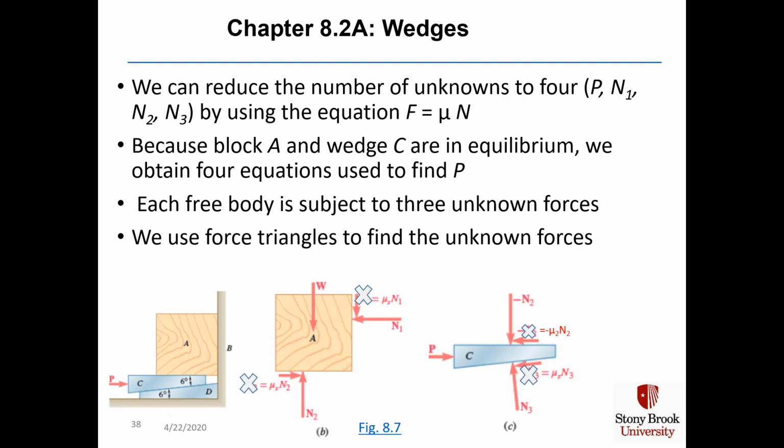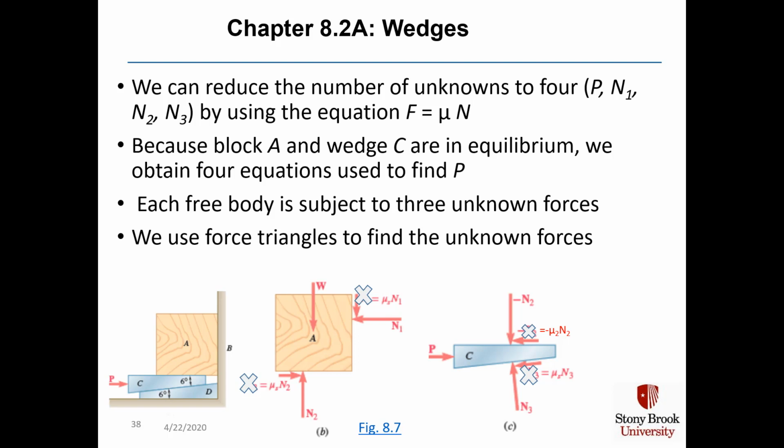We can reduce the number of unknowns to 4 by using the generic equation F equals mu sub s N, and we apply that generic equation to F1, F2, and F3, leaving us with the 4 unknown variables N1, N2, and N3, and force P, which is what we're solving for.